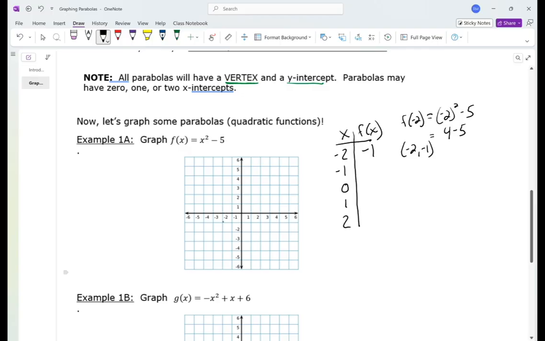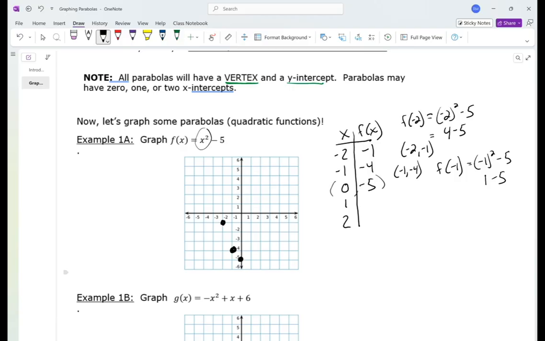And then we can just plot that point. And we would do the same thing with all these other values. So I'm going to go ahead and do that a little bit over here. f of -1 would be -1 squared minus 5, or 1 minus 5, or -4. So this would be the point (-1, -4), which is going to be right down here. If I plug in 0, I'm going to get out -5. So I'd have that point (0, -5).